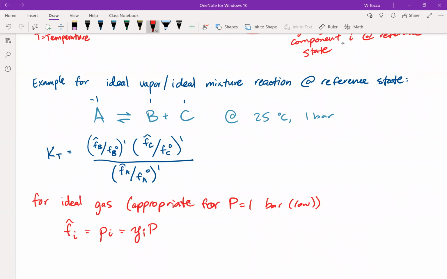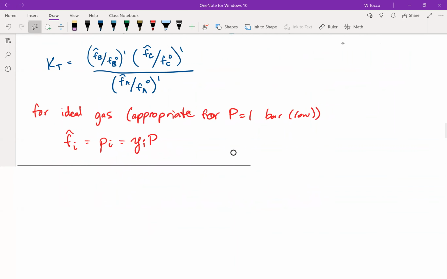And furthermore, if we assume that it is an ideal gas and we have a low pressure, then my pure component fugacities are simply going to be equal to the total pressure. So I'm going to write that as the reference pure component fugacity, f_i naught, is equal to P naught, which is the reference pressure. And if my reference pressure is 1 bar, numerically having it be equal to 1 means it's going to cancel out, so you don't even need to write it.